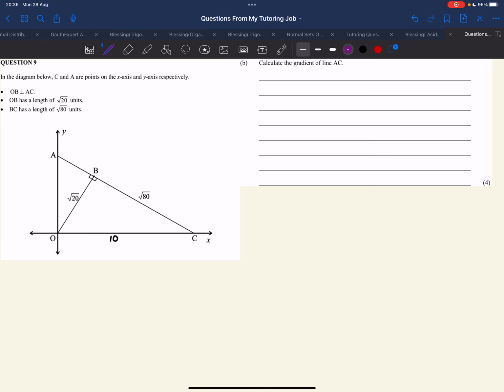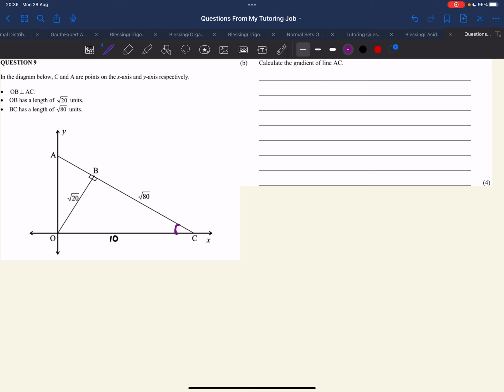Okay, right now we're in question B. In question B, they say to calculate the gradient of line AC. Now, to calculate the gradient of line AC, we're going to need to know what tan of that angle there is. So we're going to need to know what tan of angle C is.